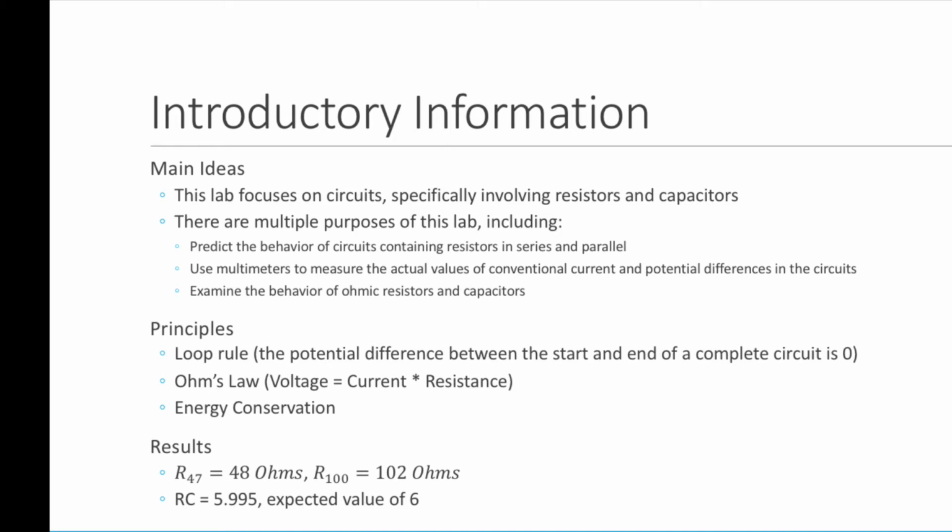Brief overview of my results. I found that the resistance for the 47 ohm resistor was 48 ohms, and that the resistance for the 100 ohm resistor was 102 ohms, and that the resistance for the wires and the ammeters was zero. And I found an RC value of 5.995, which had an expected value of 6.